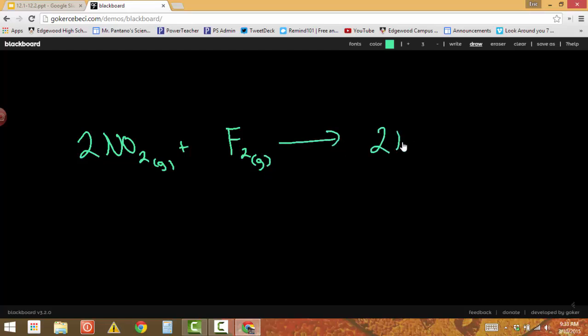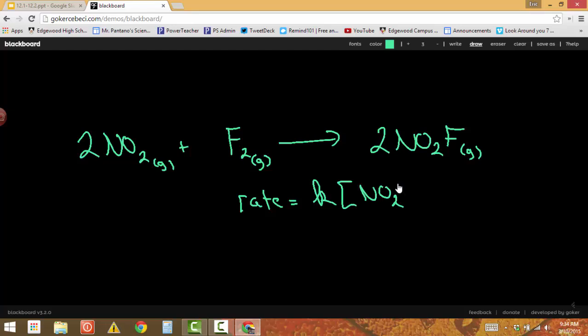Let's do 2NO2 gas plus F2 gas, fluorine, producing 2NO2F gas. Okay? The rate law for this reaction is K times concentration NO2 times concentration F2. All right? So my exponent for NO2 is a 1 and my exponent for F2 is a 1. I don't have to write them in there if they're 1s.